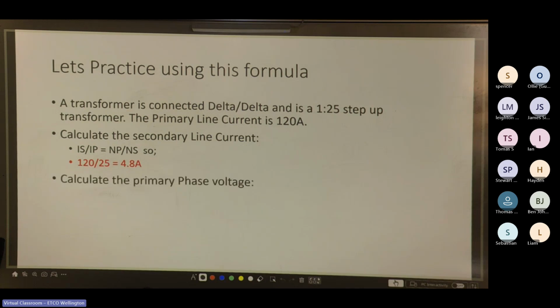Then we can calculate the primary phase current. Again, IL equals square root of 3 times I phase. IL divided by the square root of 3 gives us I phase. So 4.8 divided by the square root of 3 gives us 2.77 amps.